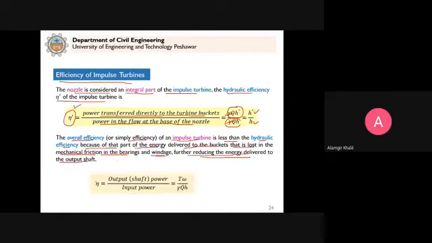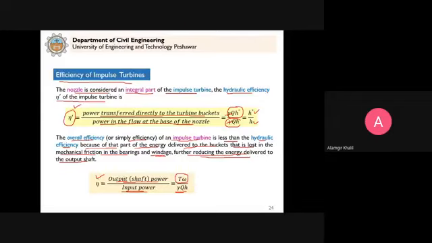So the overall efficiency, or simply the efficiency, is the final output, which is the rotation of the shaft. So T omega, the final output, divided by the initial input. That is your overall efficiency for that machine. If you remember, in case of pump, it was gamma QH divided by T omega. But in case of turbine, it is T omega divided by gamma QH. That's why pumps and turbines are the opposite machines.